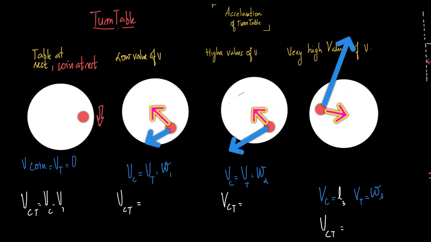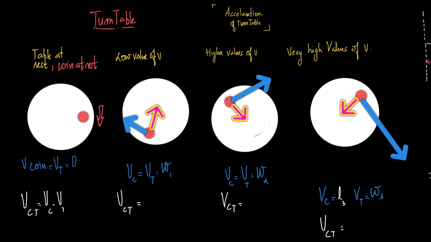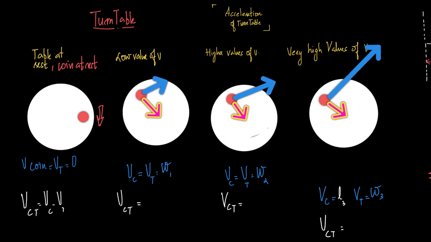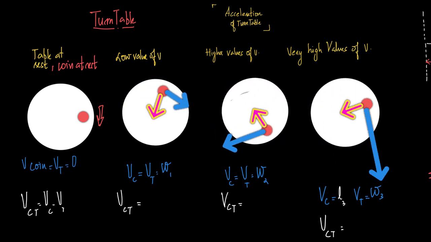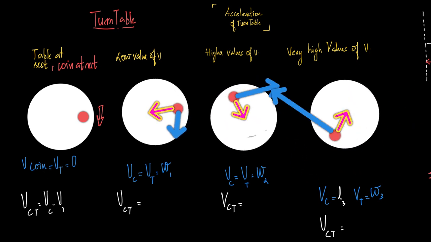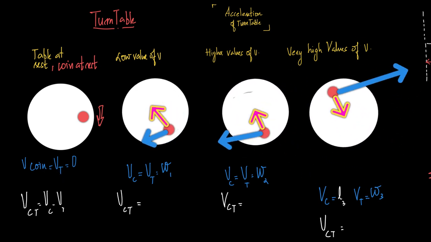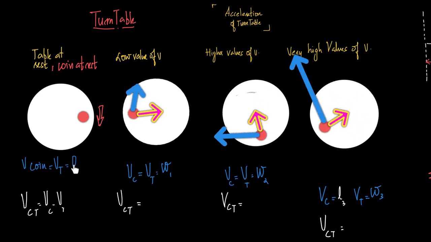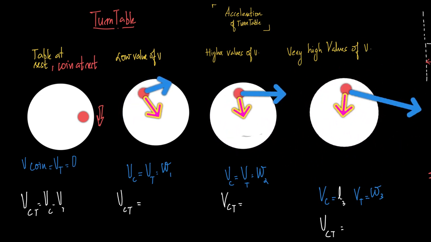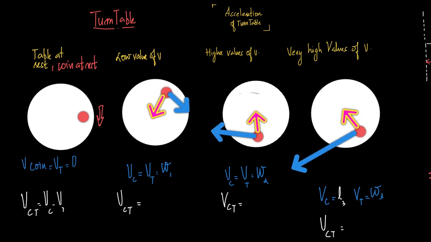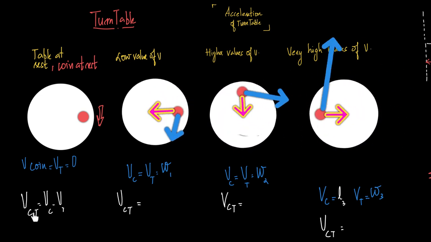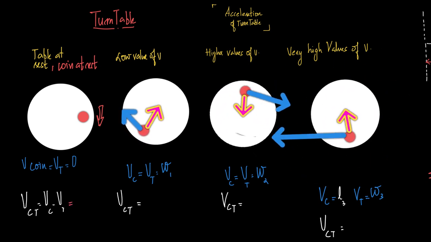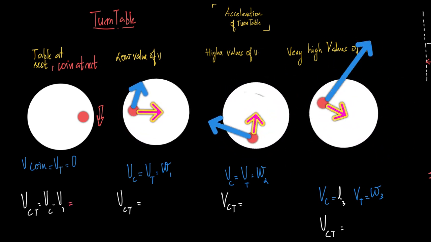Now let's try to understand the mathematical representation of whatever we have said so far. Velocity of coin is equal to velocity of table, which is equal to 0. Am I correct here? If this is correct, tell me what is the velocity of coin with respect to velocity of table? Exactly. It would be Vc minus Vt, which is actually equal to, let me use a different color here.